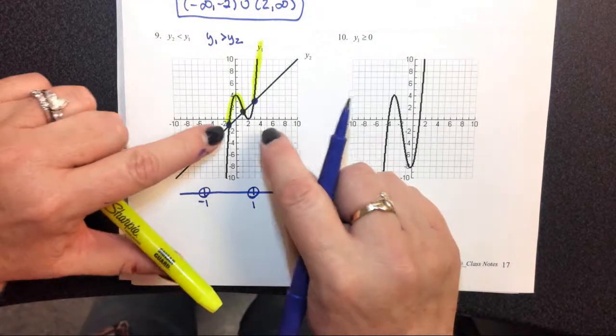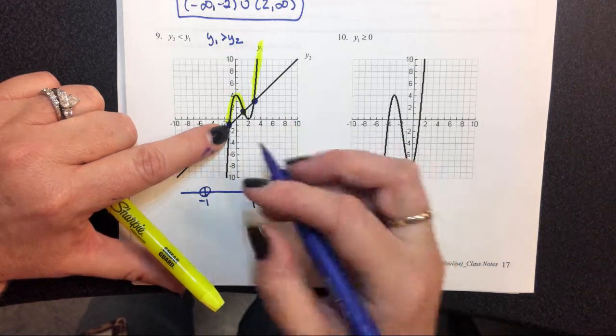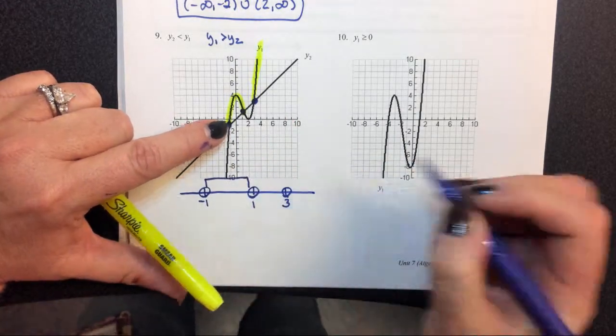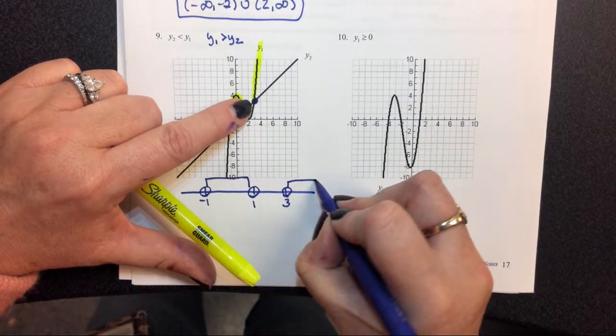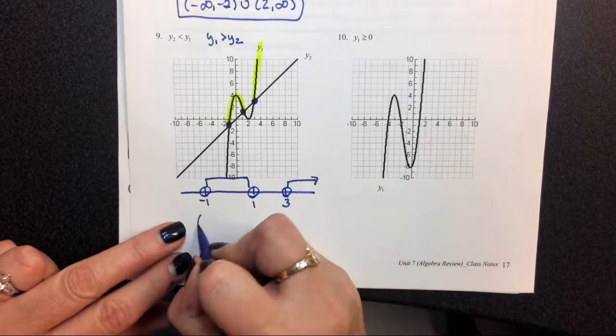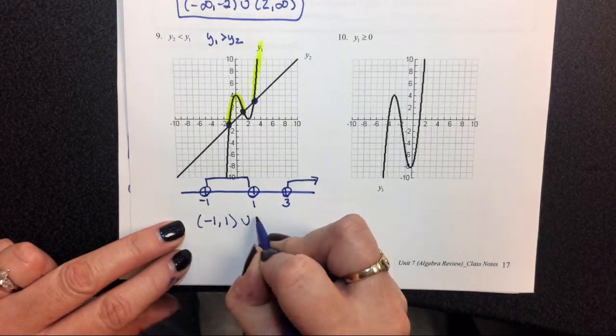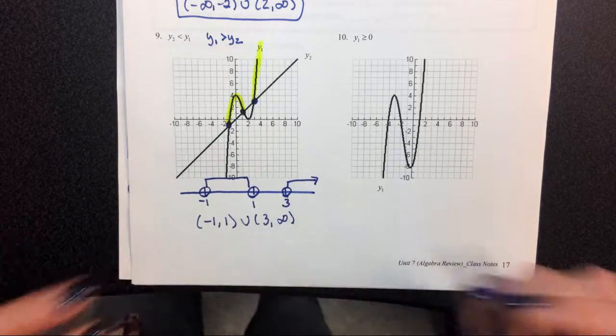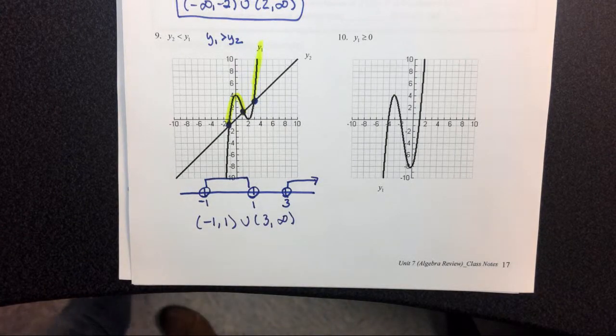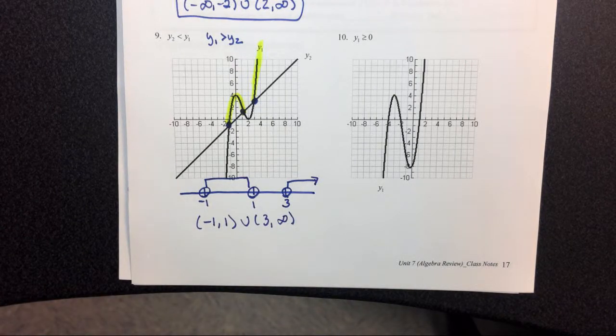So my solutions are going to be from where? -1 to 1. And then from what? 3 to infinity. So it's going to be parentheses -1 to 1, and then 3 to infinity. So like I said, guys, some of you may find it easier to see the greater than than the less than. So if you need to, you can always rewrite it. All right? So any questions on number 9?